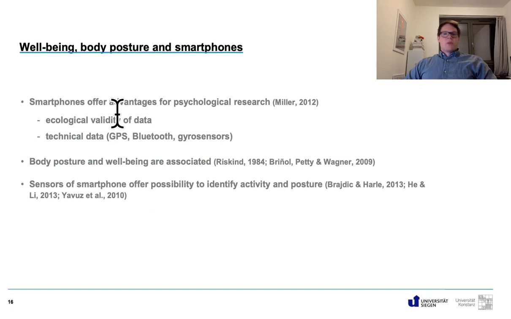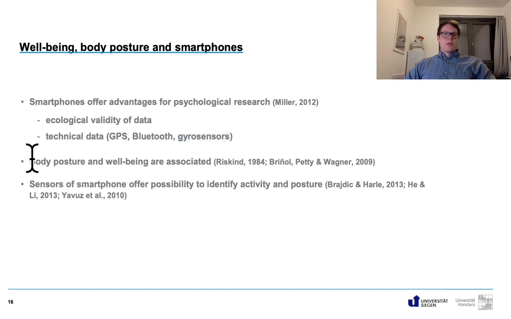Smartphones itself offer a lot of advantages for psychological research, and one of those is the technical data that can be gathered with these smartphones in the form of GPS or Bluetooth that's now used for the corona distance measuring. And the sensor I investigated is the gyro sensor, which gives information about the position of the smartphone in space.